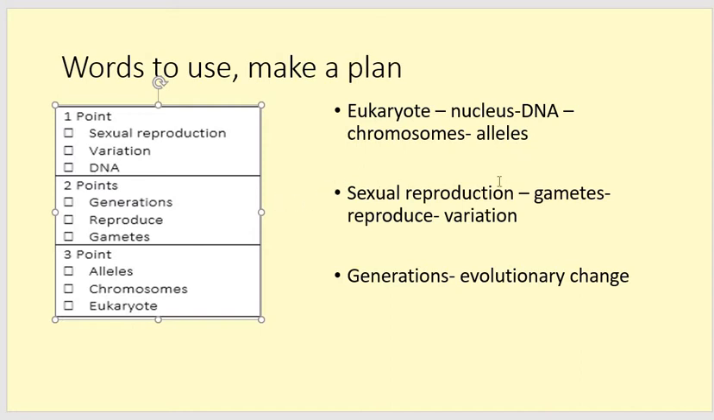Sexual reproduction involves gametes, that's an egg and a sperm in mammals, or it's pollen and an ovule in plants. And reproduce is a related word, and variation is the result of having the gametes. Generations and evolutionary change go together. You don't get evolutionary change overnight, you get it over many generations.